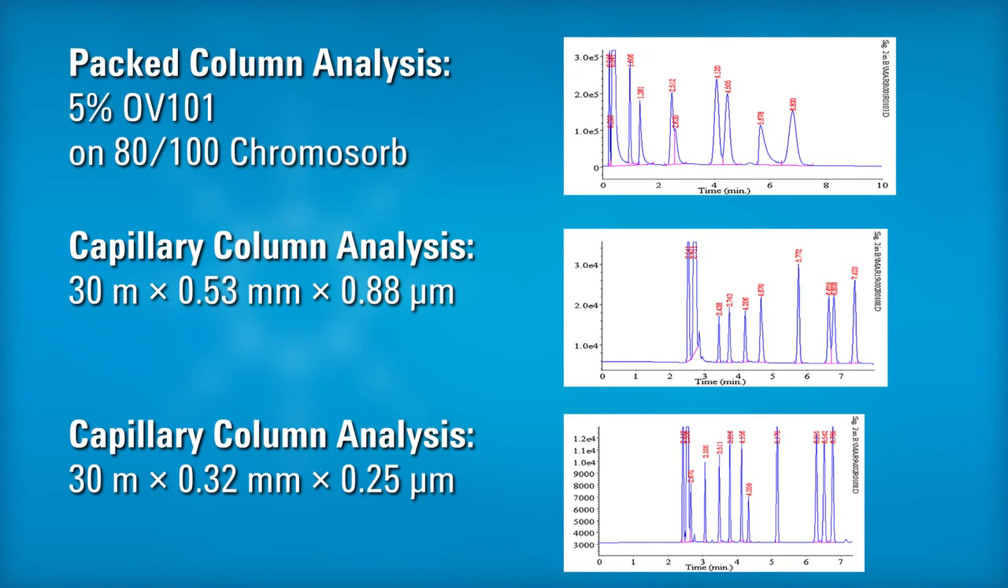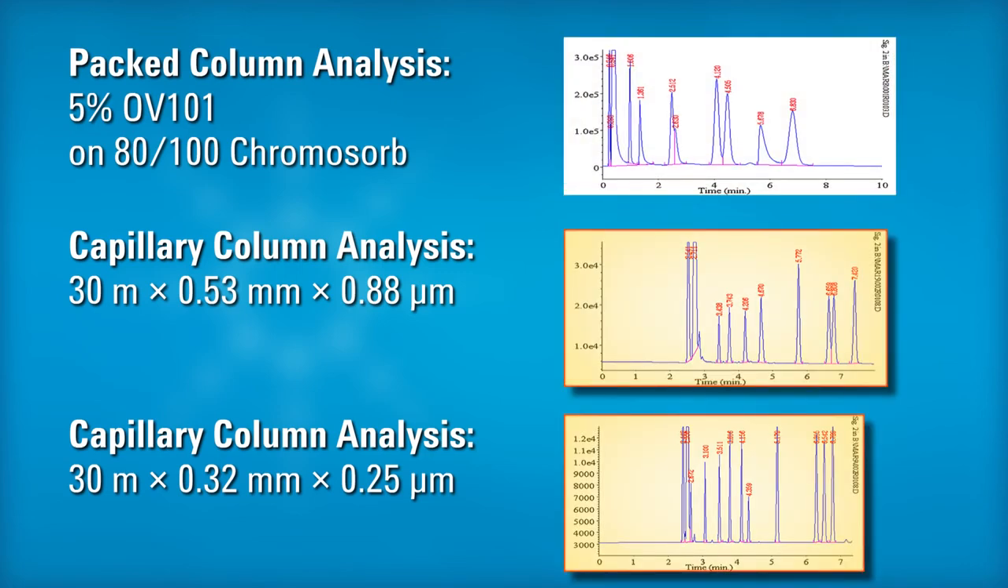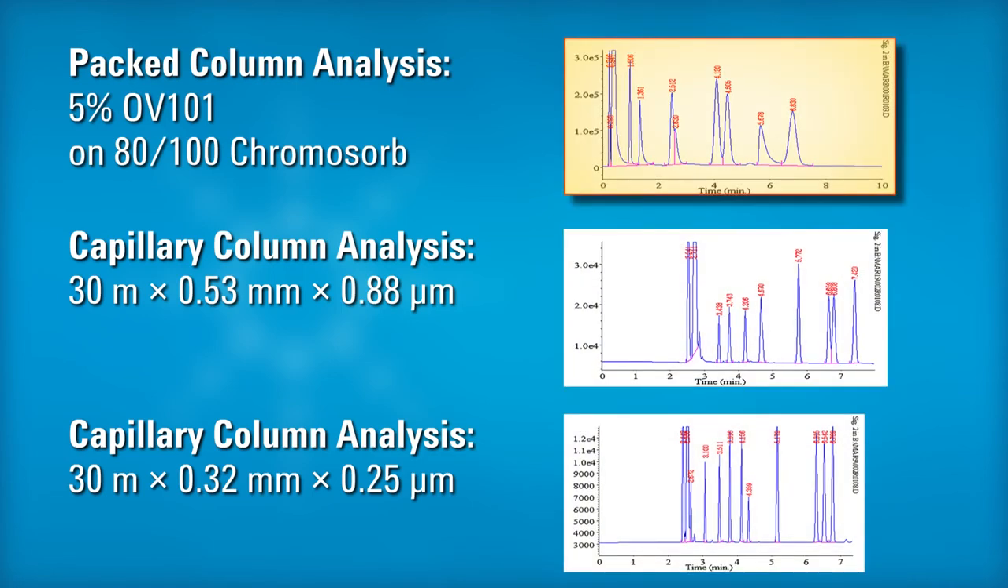The chromatograms shown here compare the same sample separation on 3 different columns. The first chromatogram is the result of using a packed column. The next 2 chromatograms are with progressively narrower diameter capillary columns. Note the packed column peaks are broad and poorly resolved.